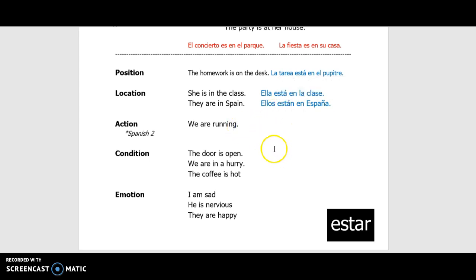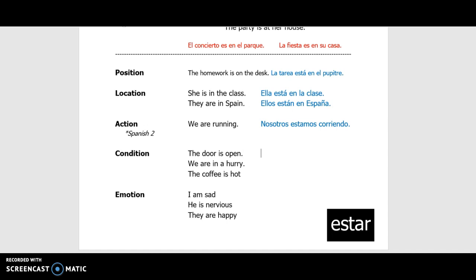Now this one, action, we are running, doesn't really affect you so much. You learned this in Spanish too, but I'll show you what it is. It's to say something is happening. So say we are running right now. Is nosotros, or we, which you know. Nosotros estamos. And to say running, you take the verb correr, and instead of ing, we add yendo. Nosotros estamos corriendo. You don't have to remember that. That is something you learn in Spanish too, but you at least know why the estar is there.